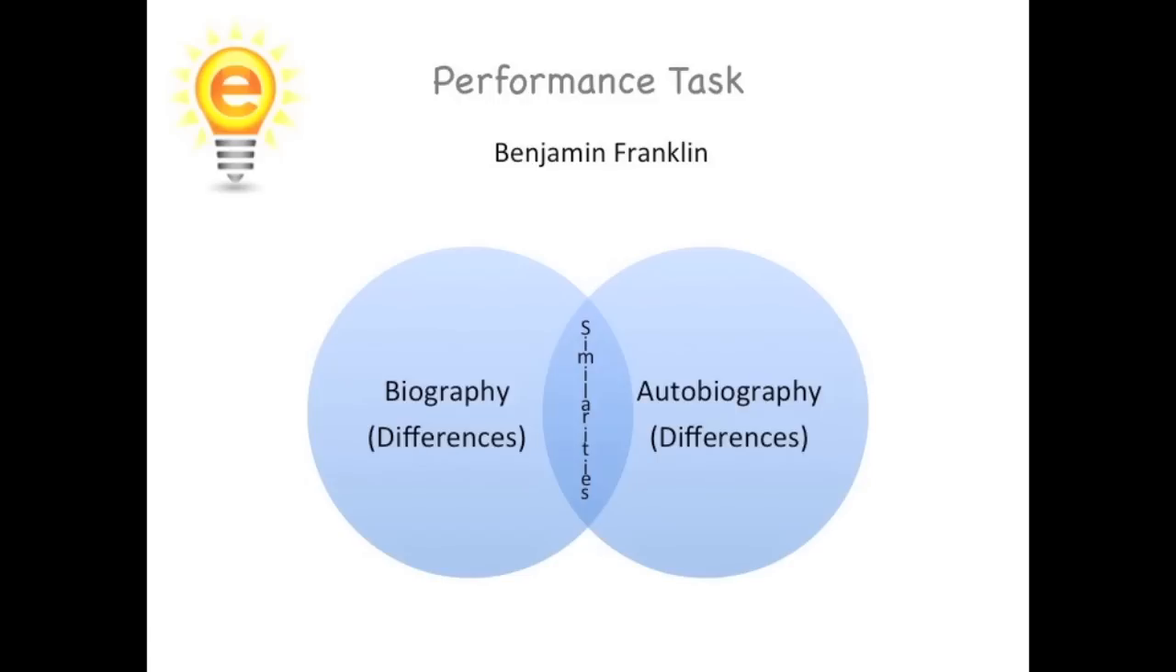Your Venn diagram will look something like this. The circle on the left contains information that is only in the biography, while the circle on the right holds information that is only in the autobiography. The place where the circles overlap in the middle represents the information that is the same in both texts.